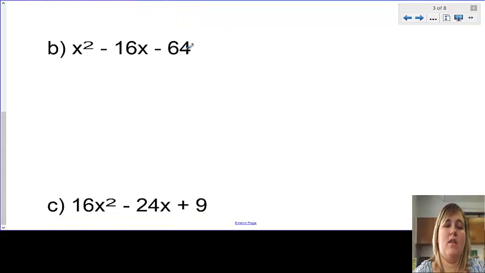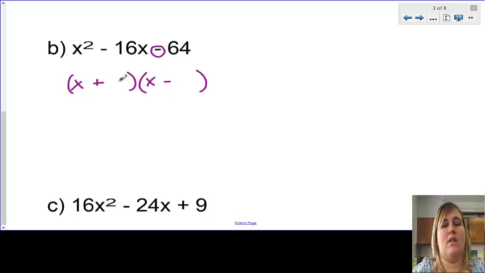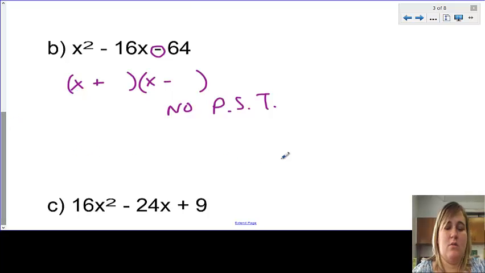Okay, on this one, for me to get a negative here, I have to have a positive and negative. So whenever I split these, I would have x times x, and then I have to have a positive times a negative to get a negative. Well, if my signs are different, then there's no way that it's a perfect square. So it's not a perfect square trinomial. So done with that one.